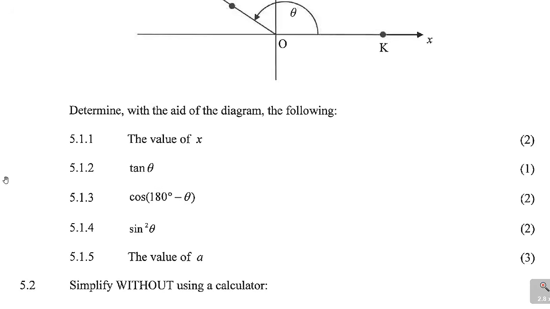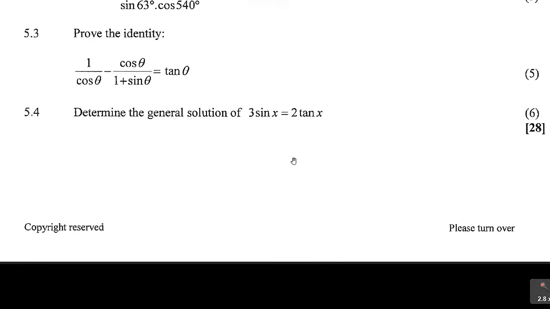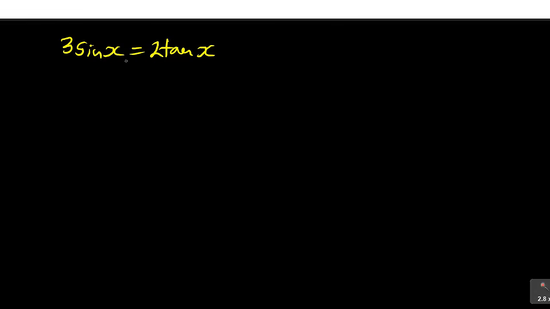Now let's move on to question 5.4. It says determine the general solution. Again, I want to do it here. What you are given here is 3 sine x is equal to 2 tan x. They want you to find the general solution, and for you to do that, it's not complicated. What you do is convert tan into sine and cos. This is 3 sine x is equal to 2 sine x over cos x.